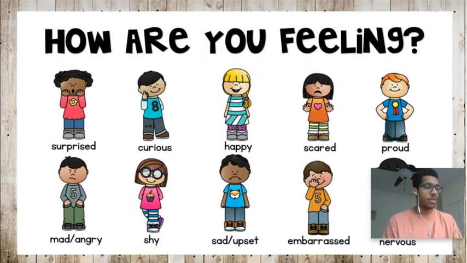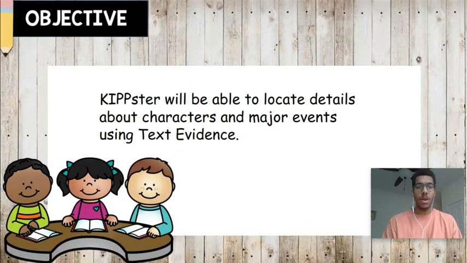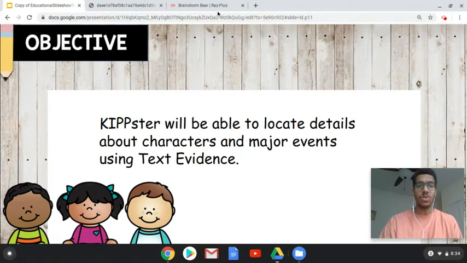Now, today, friends, we are going to think about being able to locate details about the characters and the major events. But we have to do one thing. We have to show text evidence. Text evidence. What does that look like? That looks like, friends, opening the book and going exactly to a part of the story where I can find a detail about something important that happens. Let's take a look at an example, one of Mr. Salih's favorite stories of all time.